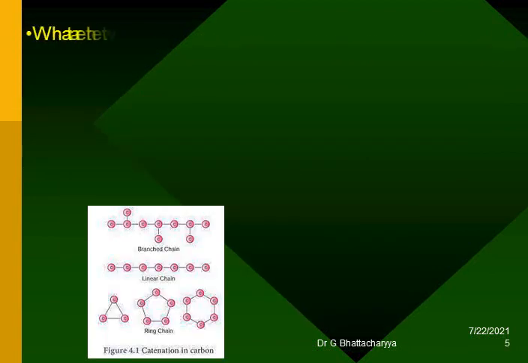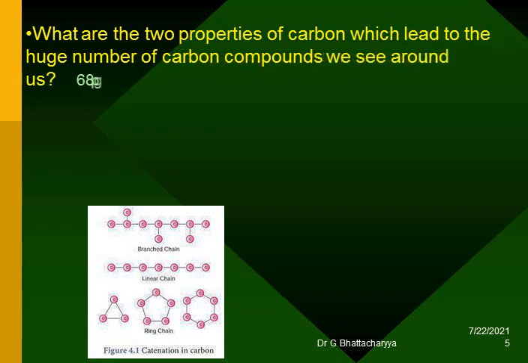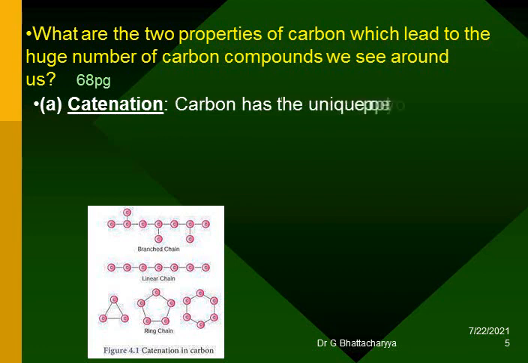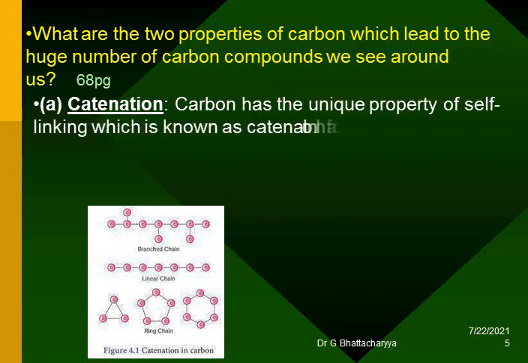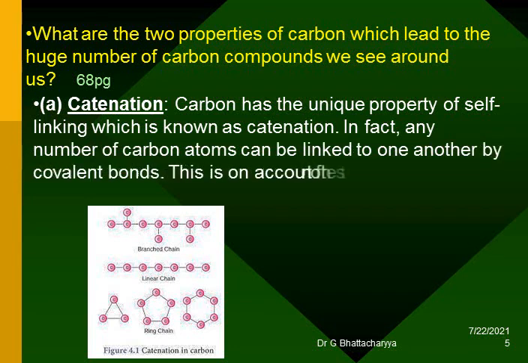What are the 2 properties of carbon which lead to the huge number of carbon compounds we see around us? A. Catenation. Carbon has the unique property of self-linking, which is known as catenation. In fact, any number of carbon atoms can be linked to one another by covalent bonds. This is on account of the stability of the C-C bonds, since the size of the carbon atom is quite small.